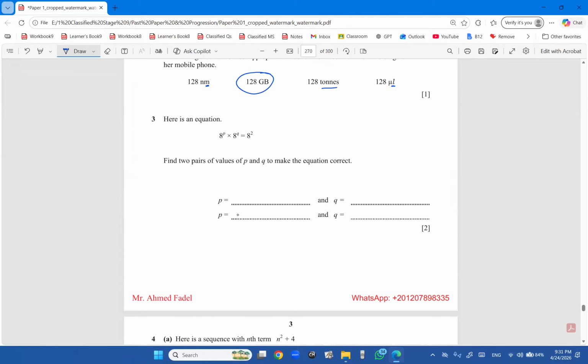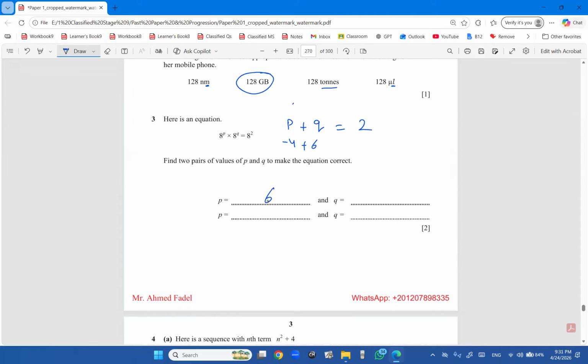Here, they need from you two possible answers. So P could be what? I know that P plus Q equals 2. And they told you find two pairs of values of P and Q to make the equation correct. So P plus Q, you can say that P is 1 and Q is also 1. You can say that this, for example, is -4, and this one is actually 6, or 6 and -4.